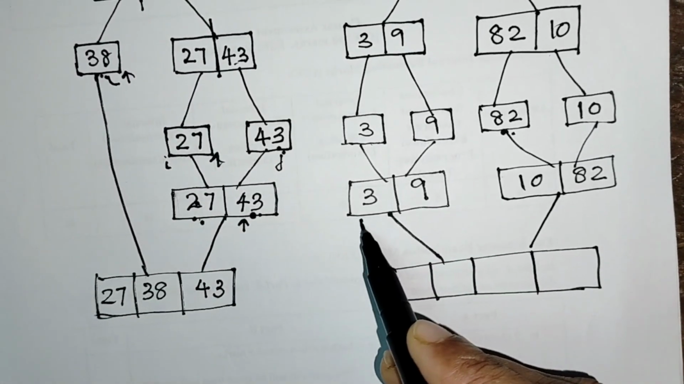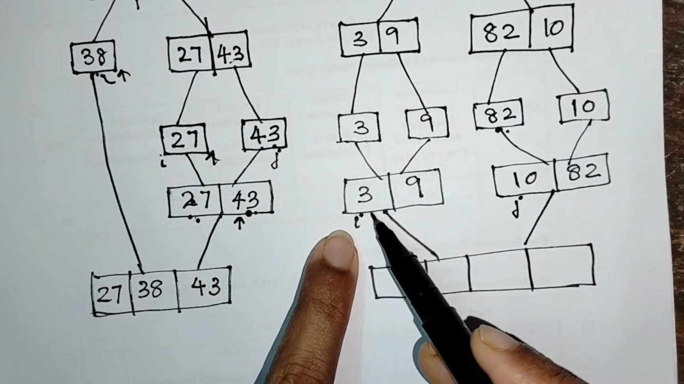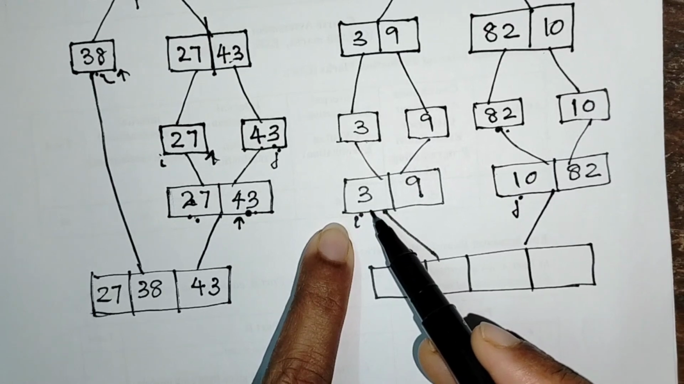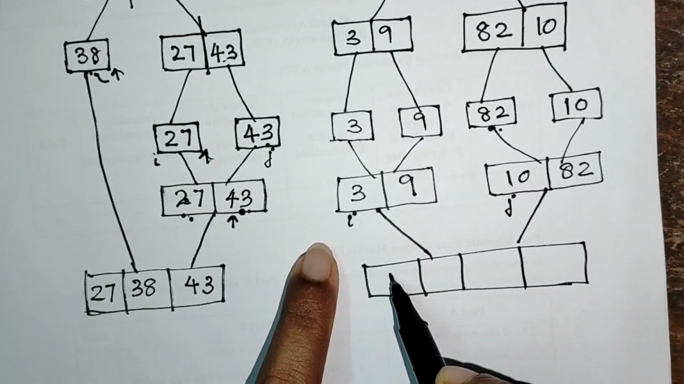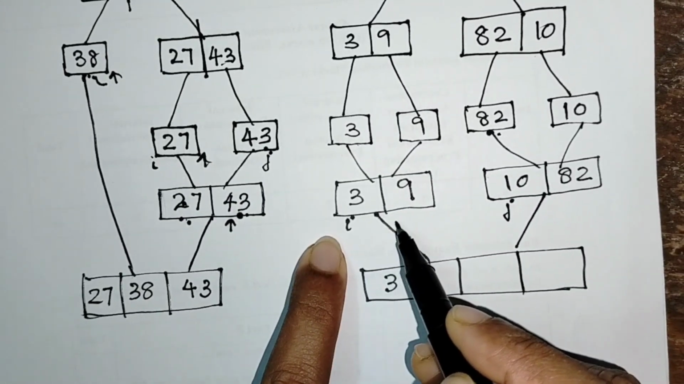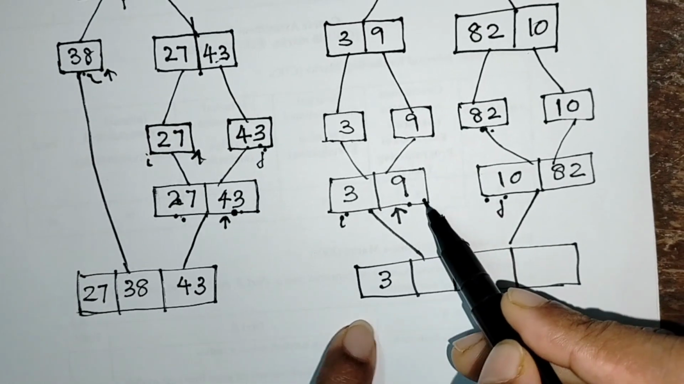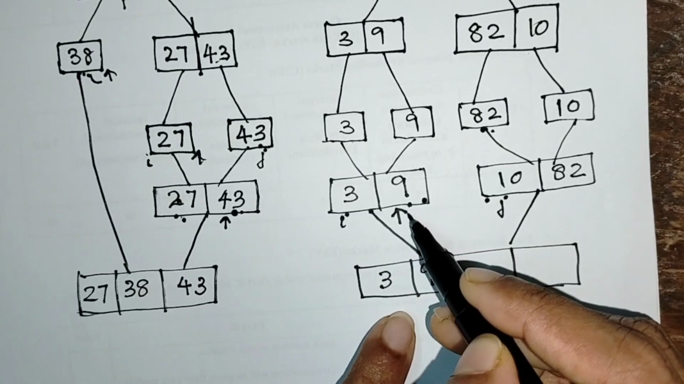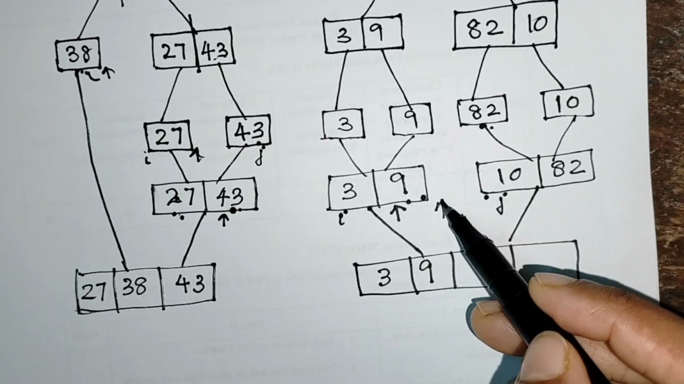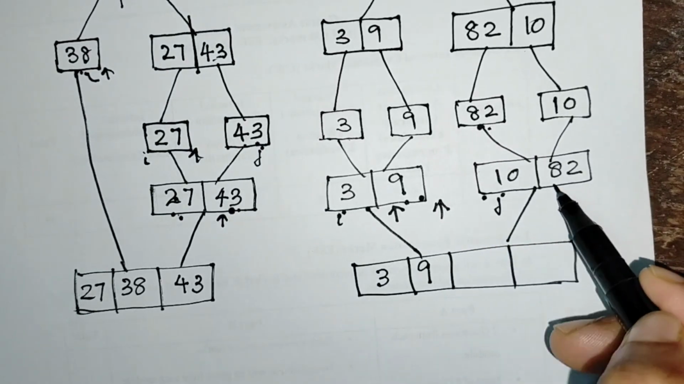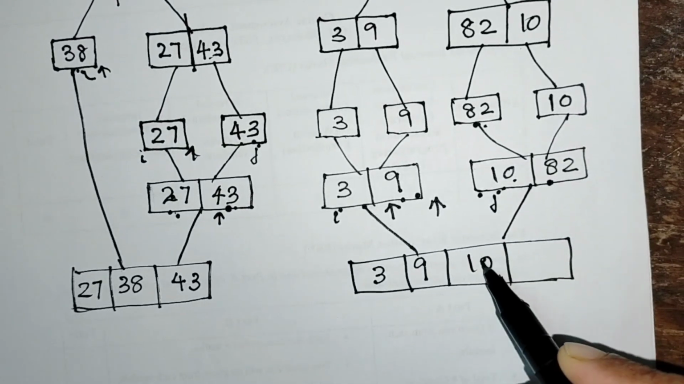Here first we compare. See, this is the index i and this is the index j. First we compare the ith element, the first element of this array, with the first element of this array, which is 10. Here 3 is the lesser element, so we write 3 over here first. Then i is incremented to the next position. Now we compare 9 and 10. Here 9 is the lesser element, so we write 9 over here. Next we increment i to the next position. There is no element over here. We can directly write the remaining elements of the other array, which are 10 and 82, over here.